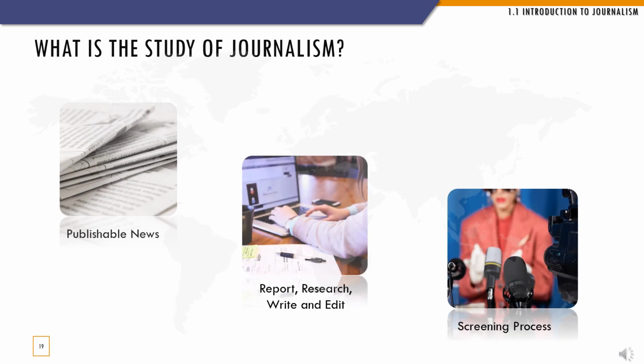What is the study of journalism? Journalism can be seen as transforming events through systematic criteria into news that is publishable in the media. The tasks that news workers do are mainly to report, research, write and edit reports, as well as produce and assemble visual images for news and information. The selection of news goes through another screening process, which involves editors, producers, and news directors.